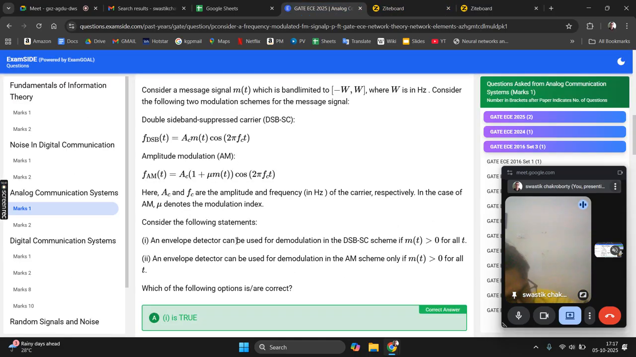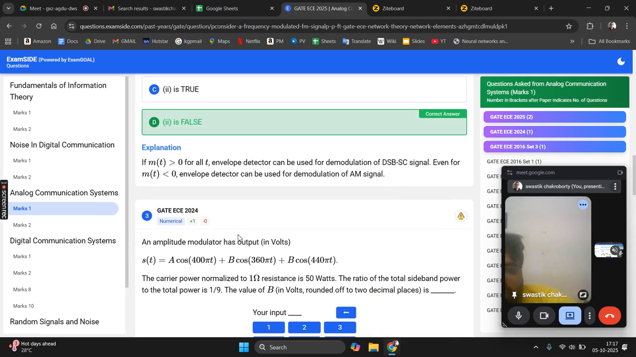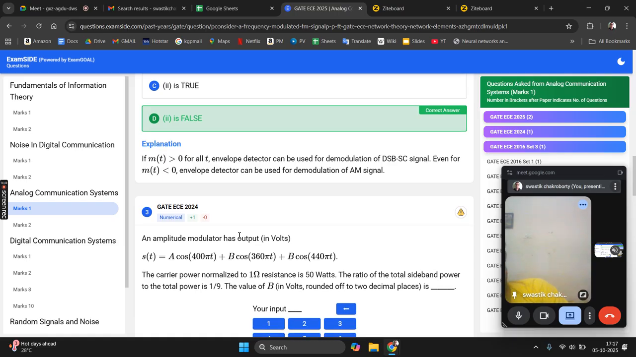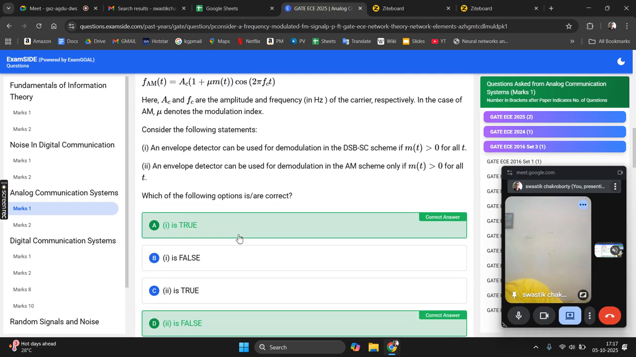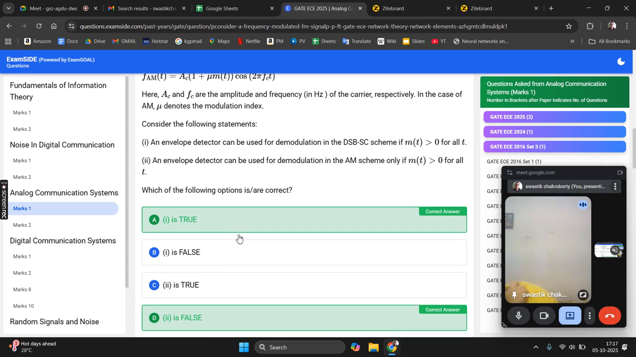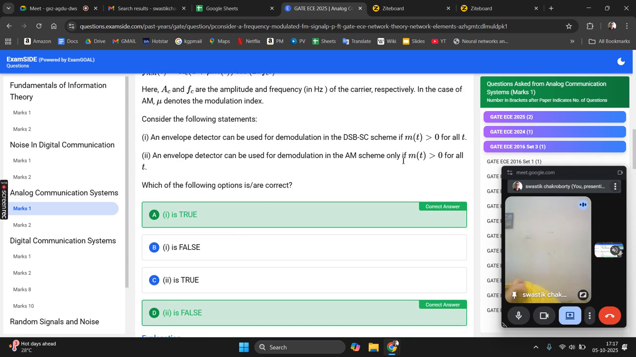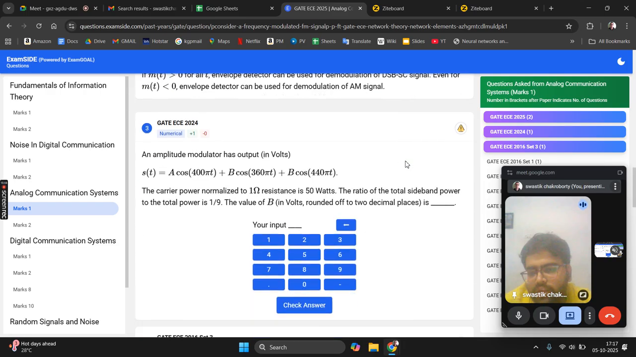Next, for the amplitude modulation AM scheme, we can always use the envelope detector for demodulation. So m(t) greater than 0 is an unnecessary condition; we can always detect the modulation even if m(t) is less than 0. So 1 is true and 2 is false.